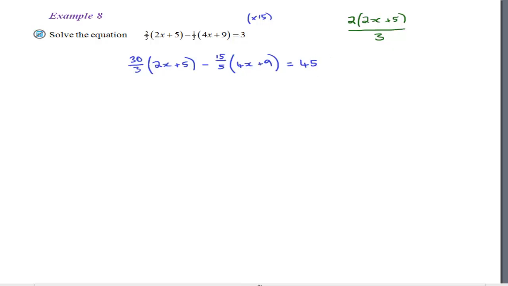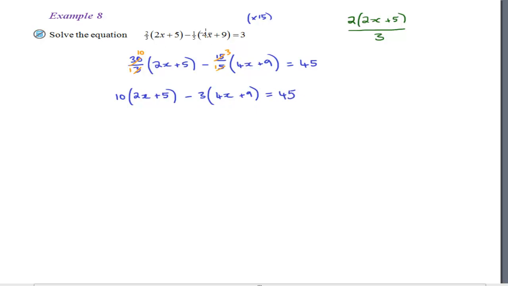And as we've seen in previous examples, this now opens up a bit of cancelling for us. This fraction can simplify down because both numerator and denominator divide by 3. So that's going to give us 10 over 1. And same thing over here, these both divide by 5, giving us 3 over 1. So writing this out a little clearer, we've now got 10 lots of 2x plus 5. The fraction's gone there, minus, and all that's left here is 3 lots of 4x plus 9, all of that equal to 45.